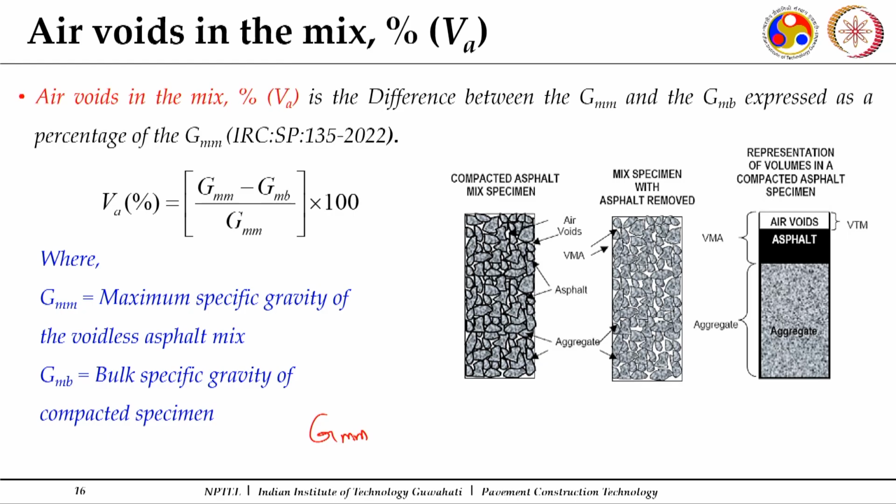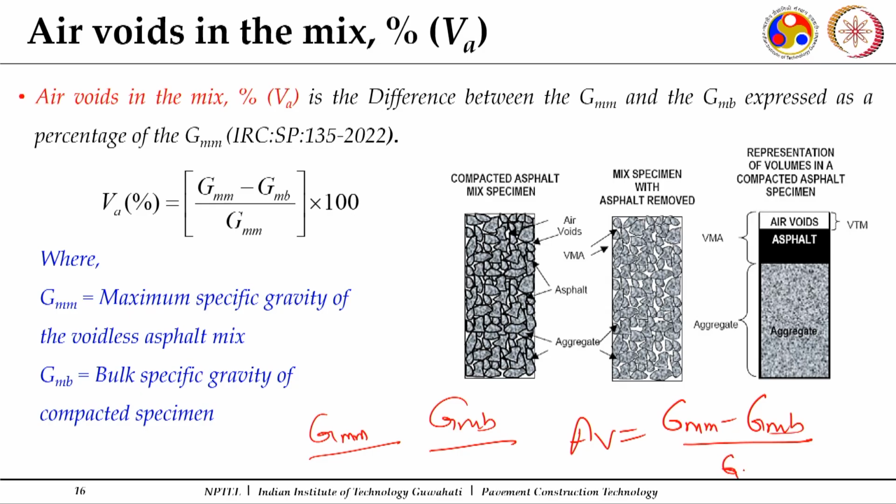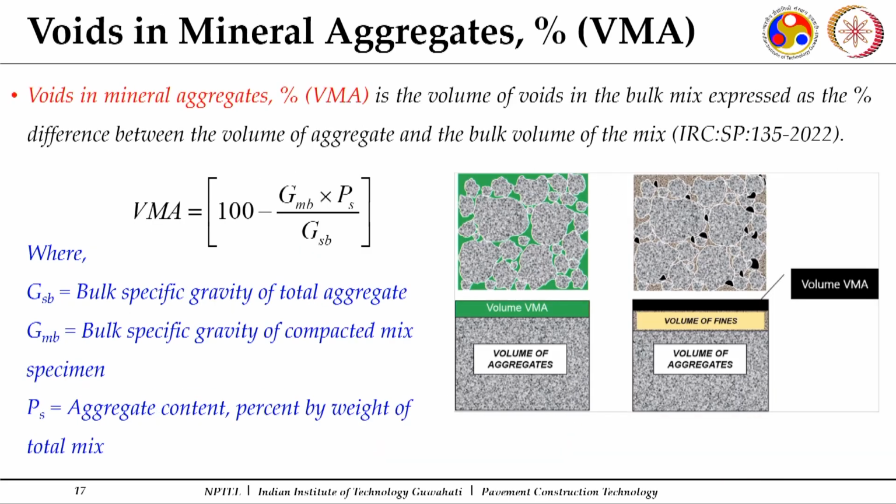Now I have my maximum specific gravity GMM of the mix, and I have the bulk specific gravity of the mix. So how much air void content will be there in this particular mix, that I will work out. This will give me my air void volume with respect to the volume of the mix. Whatever these air voids are there, I am working out the volume of these air voids with respect to my total volume. So this will be a percentage, which I will get. This is important. I need to see how much air voids I am having in my mix.